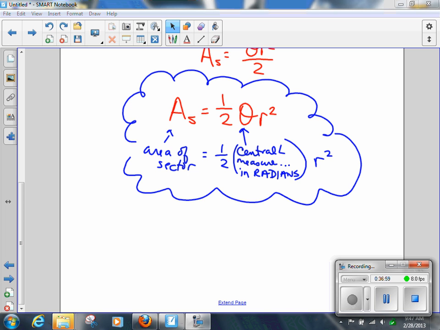I need you to lock into the fact that any value we put into theta or any value we get out of theta has to be in terms of what? Radians. Very good, class. Good answers. Awesome.